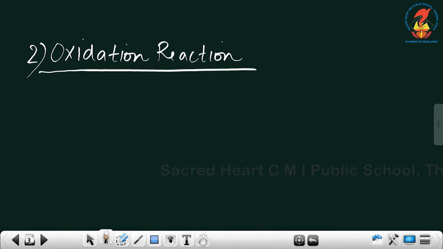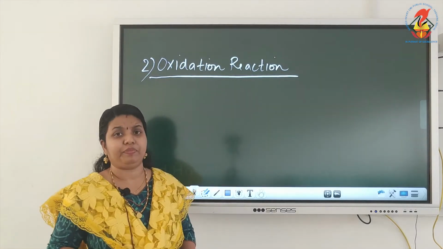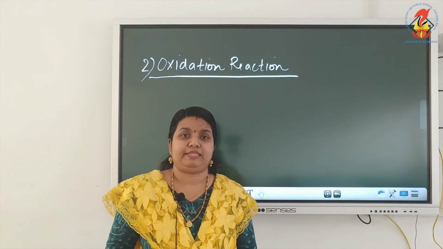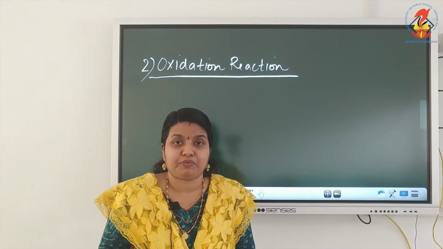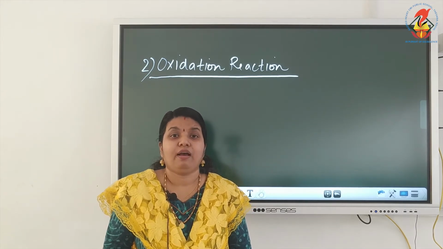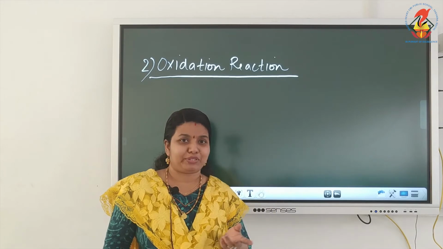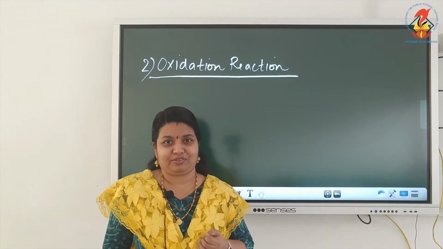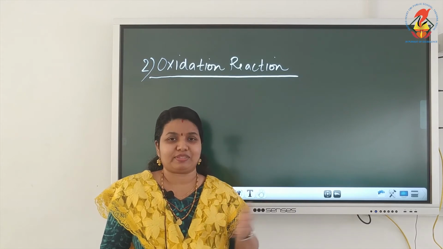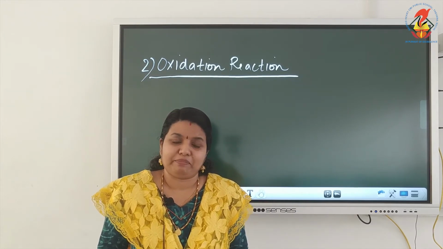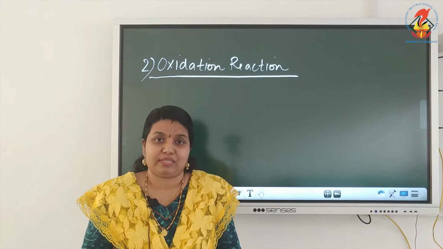Oxidation reaction. What do you mean by oxidation? Addition of oxygen to a substance is known as oxidation reaction. Gain of oxygen or addition of oxygen to a substance is known as oxidation reaction. Actually, combustion is an example of oxidation reaction. In combustion, a substance is combining with oxygen. Oxygen is added to a substance. So, combustion reactions are examples of oxidation reaction.